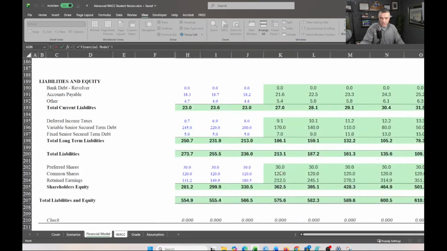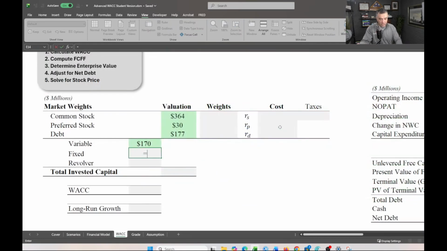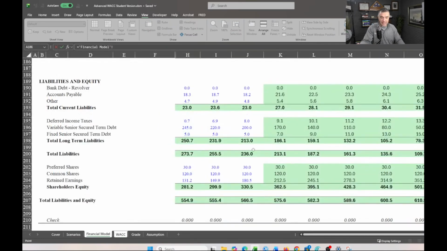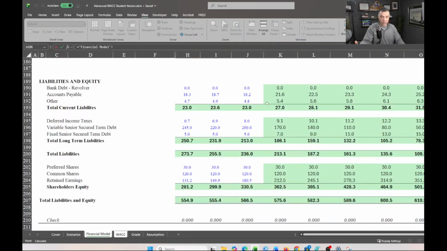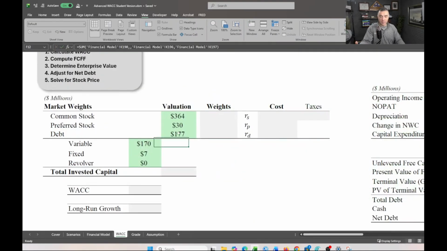I'm going to do each individually. So we've got the variable debt, the first projected year. I'm going to do the fixed debt. Variable debt means the interest rate can change year to year, month to month, and the fixed debt is fixed. And then we've got the revolver. In this model, I summed those up, but I already added it there.